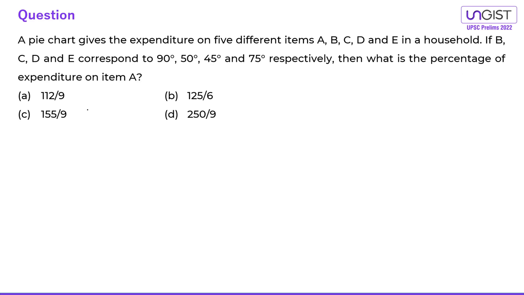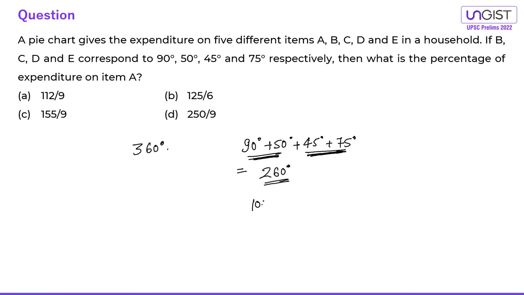Next question is, a pie chart gives the expenditure of five items A, B, C, D, E in a household. If B, C, D, E correspond to 90, 50, 45, 75 degrees respectively, what is the percentage expenditure on item A? See everyone, the total angle of a pie chart is 360 degrees. So here 90, 50, 45, and 75. If you add them, this is 140 and this is 120. So this is 260 degrees. So what is left? 100 degrees.